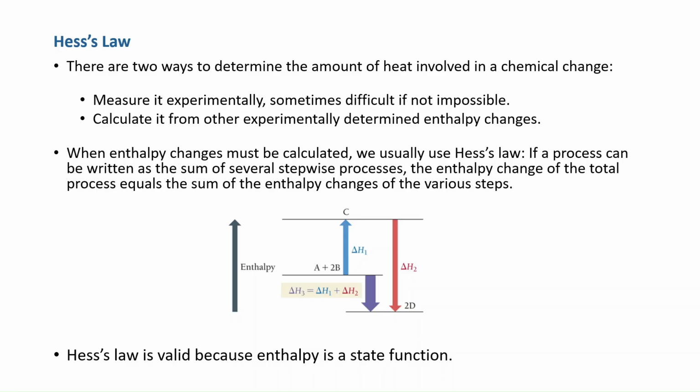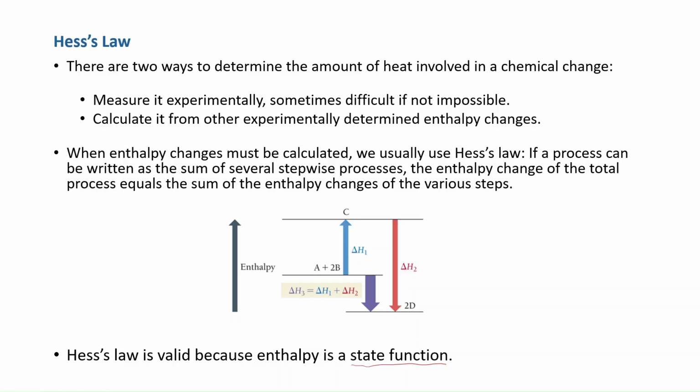So what Hess said is that if you can split a reaction into several steps, and he didn't say they have to be real steps, he didn't say they have to happen, but if you can on paper divide into steps and you know the enthalpy change for each one of those steps, you can add them up all together and that will give you the change of enthalpy for the reaction, because remember, enthalpy is a state function, so it doesn't matter how you get there.